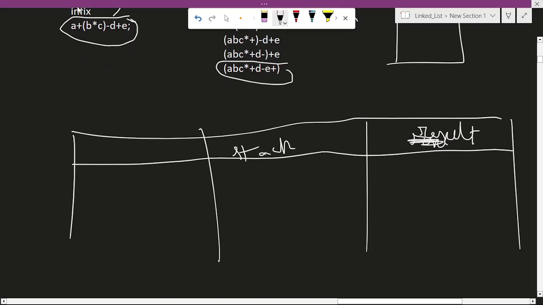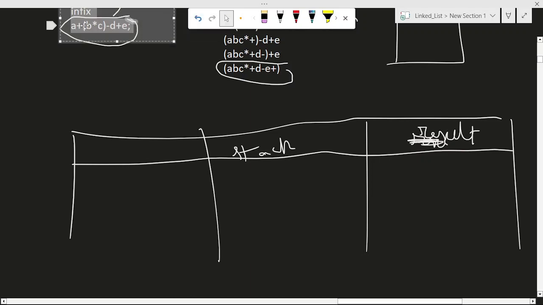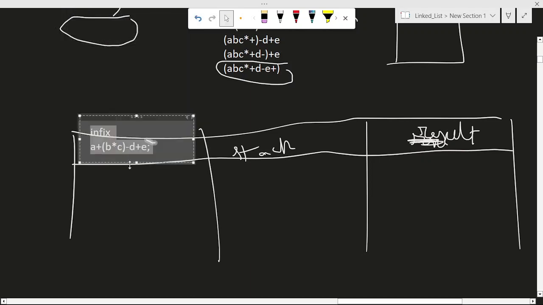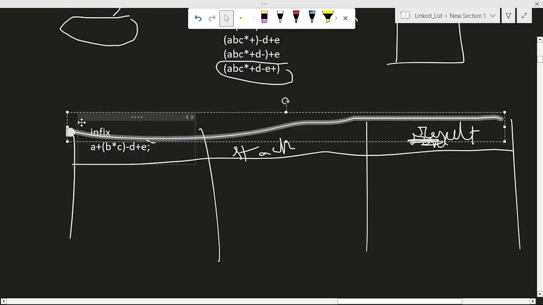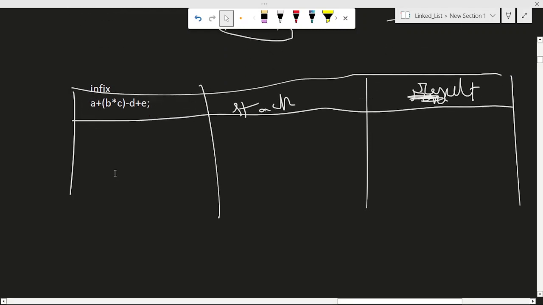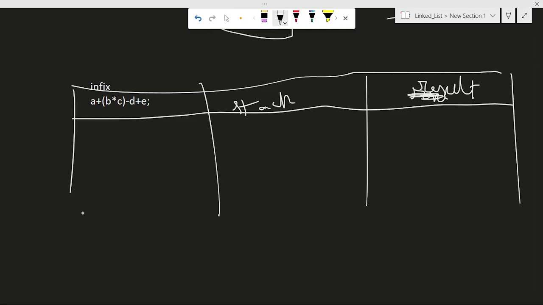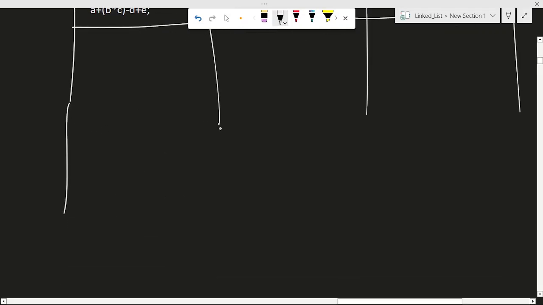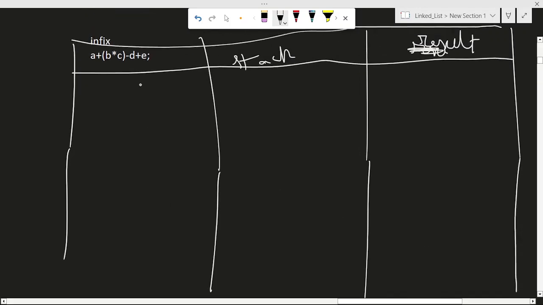So my expression is this one. Just copy this, and I will bring it here. So my infix expression is this one. First, I will extend this one here. Now see, what is the first character? A. I am considering a character.